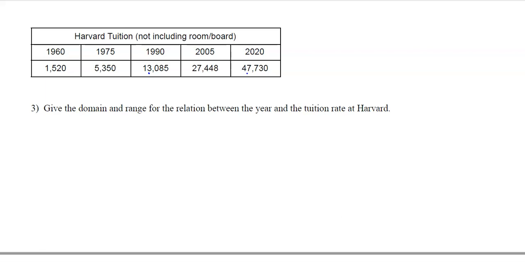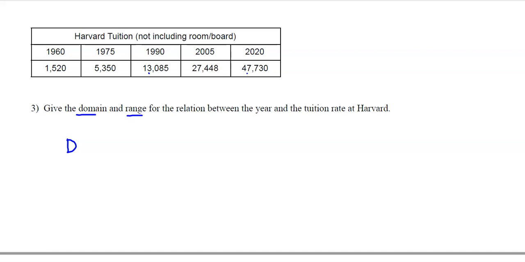So you hear old timers back in the day be like, yeah, I worked and paid my way through college. Well, when you look at the salaries back then compared to what college cost, it's impossible nowadays. The salaries just have not gone up the same amount that the tuition has gone up. So it's really getting harder and harder for kids to pay for school. So give the domain and range for the relation between the year and the tuition rate.